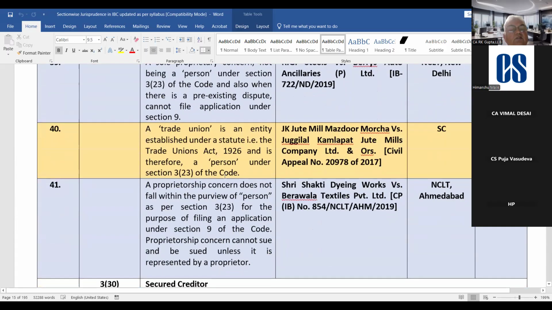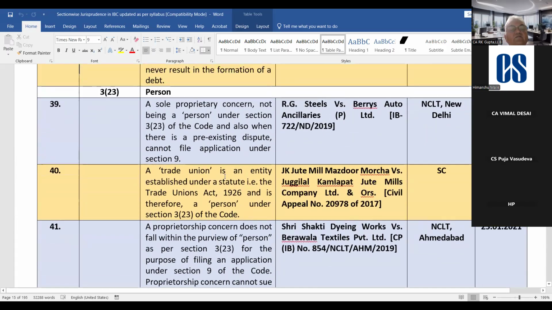Okay. Then section 3, subsection 23, person. A sole proprietary concern not being a person under section 3, subsection 23 of the code, and also when there is a pre-existing dispute, cannot file application under section 9. Okay. If there is a sole proprietary concern, it is not a person under section 3 subsection 23, and also when there is a pre-existing dispute it cannot file an application under section 9.